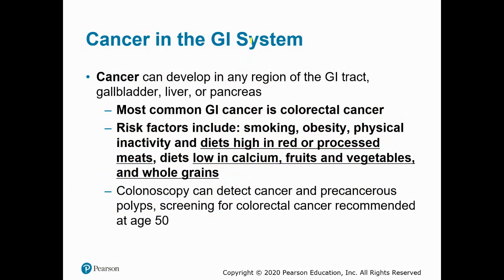Cancer in the GI system. So another disorder in the GI system. So cancer can develop in any region, right? The gallbladder, the liver, the pancreas. The most common is in the rectum, the colon and the rectum.